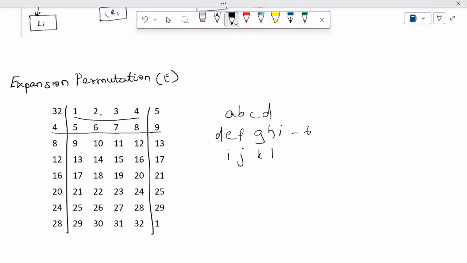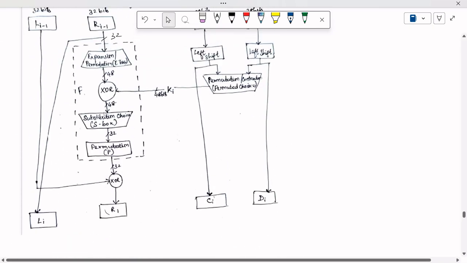And similarly here, what is the last bit of the previous block? 28. And what is the first bit of the next block? Circular way, 1. So similarly we can check it out here. A, B, C, D. How can we expand? Last bit of the previous block. In the sense, the previous block is this block. So it is L. And the first bit of the next block, that is E. Similarly, what about this one? Last bit of the previous block, that is H. And first bit of the next block, which is A. So this is how 32 bits are expanded to 48 bits.